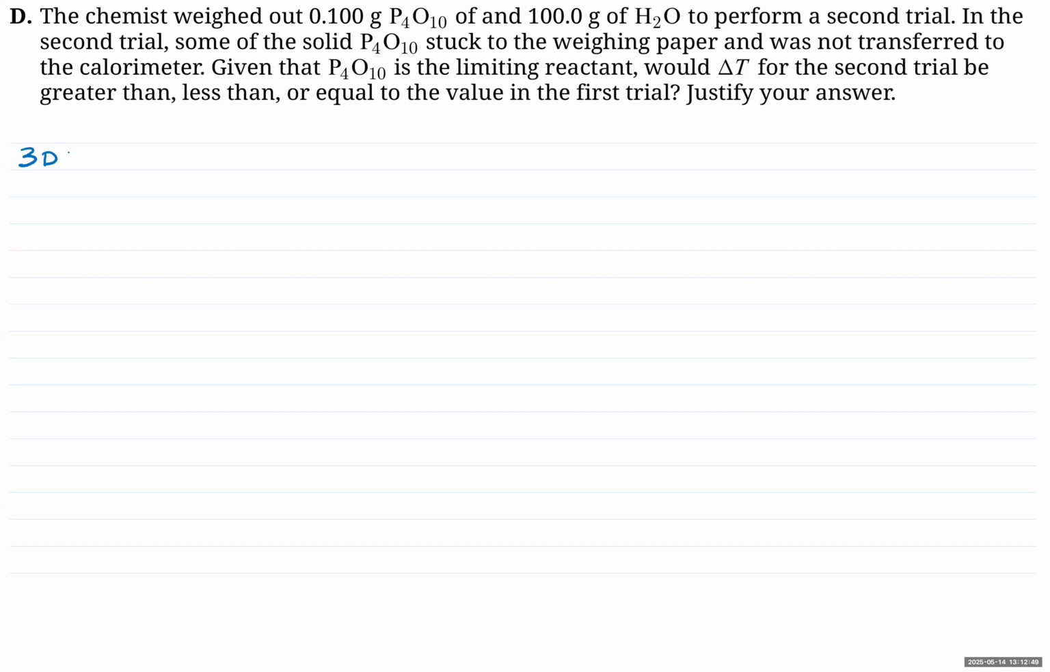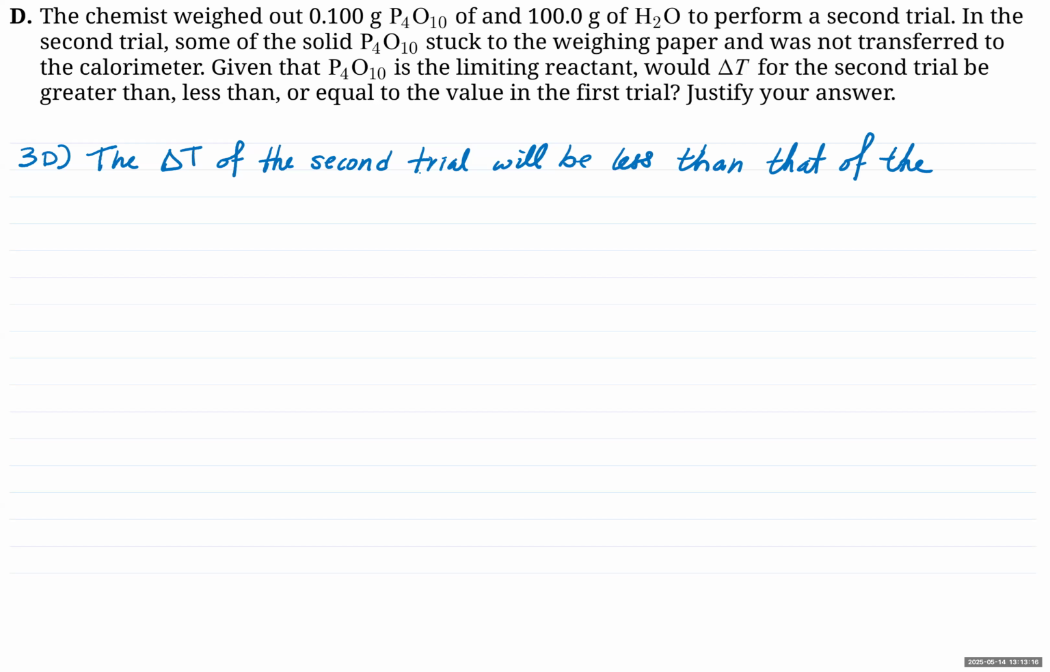So for 3D, we're going to say the delta T of the second trial will be less than that of the first trial, right? Now, it says justify your answer. So let's go ahead and justify, right?